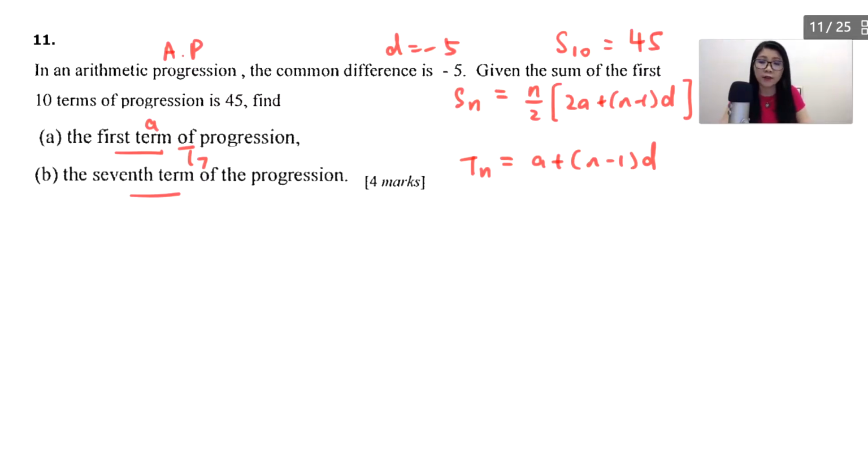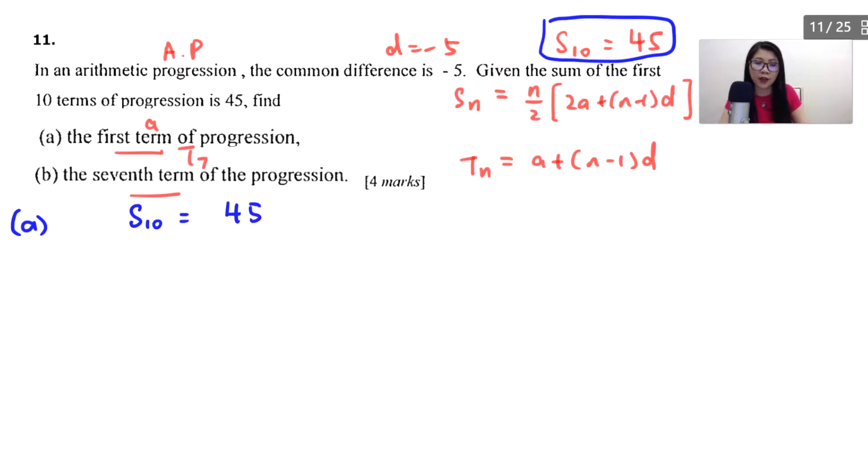Let's solve for A first, the first term. For this, it's given that S10 is equal to 45, which means we're going to use that. We know the formula for S10, we're going to use this. I'm going to substitute the 10 over here and 10 here. The A we don't know. A is unknown. That is what you're going to find. And then D is -5, so later I'm going to sub it into the D.